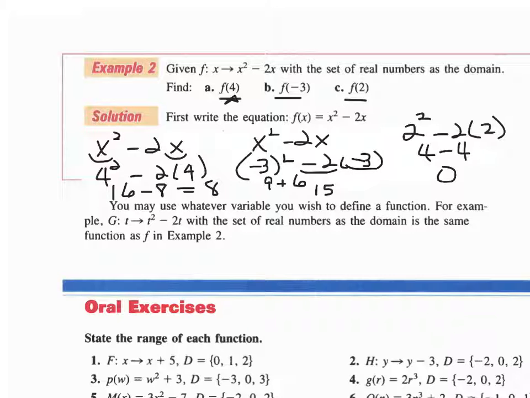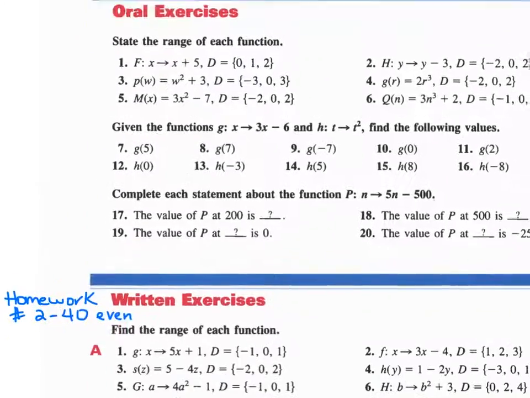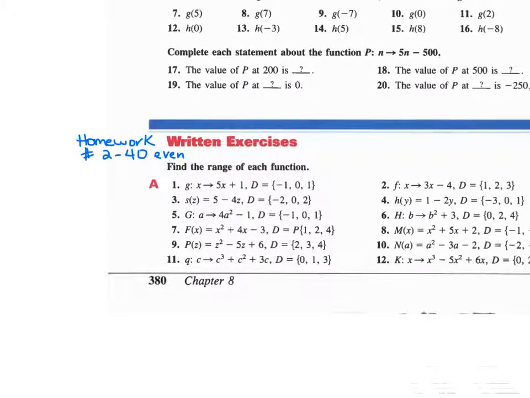Now, if it just says that the domain is this set of real numbers, then you can choose whatever x's you want to plug in. However, in this homework, they're giving you a set domain to use. So your homework for this is going to be 2 through 40 even. So just to go through some of these, let me show you some examples from each of the sections on what you're going to be doing for the homework.